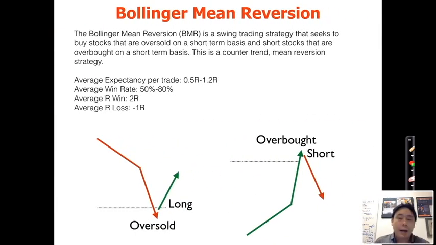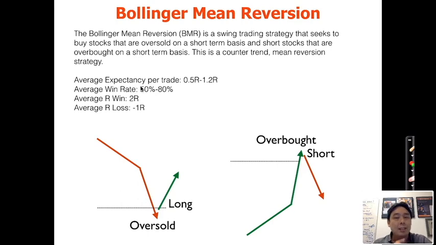So first, let me define the methodology behind the system. The BMR is a swing trading strategy that seeks to buy stocks that are oversold on a short-term basis, and to short stocks that are overbought on a short-term basis. So in other words, this is a counter-trend mean reversion strategy. We're going to buy right at the bottom of a downtrend to catch the reversion to the mean. And we're going to short right at the top of the uptrend when it's really overbought to catch the reversion back to the moving average.